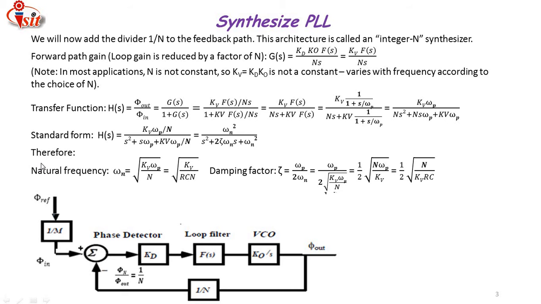Then the standard form related to this synthesized PLL is H(s) = Kv, that is the loop gain factor, ωp divided by N, the division factor, divided by s² + s ωp + Kv ωp/N, which is equal to ωn². Therefore, the natural frequency ωn is equal to the square root of Kv ωp divided by N. The damping factor ζ is equal to ωp divided by 2ωn, which is equal to 1 divided by 2 times the square root of N ωp Kv.